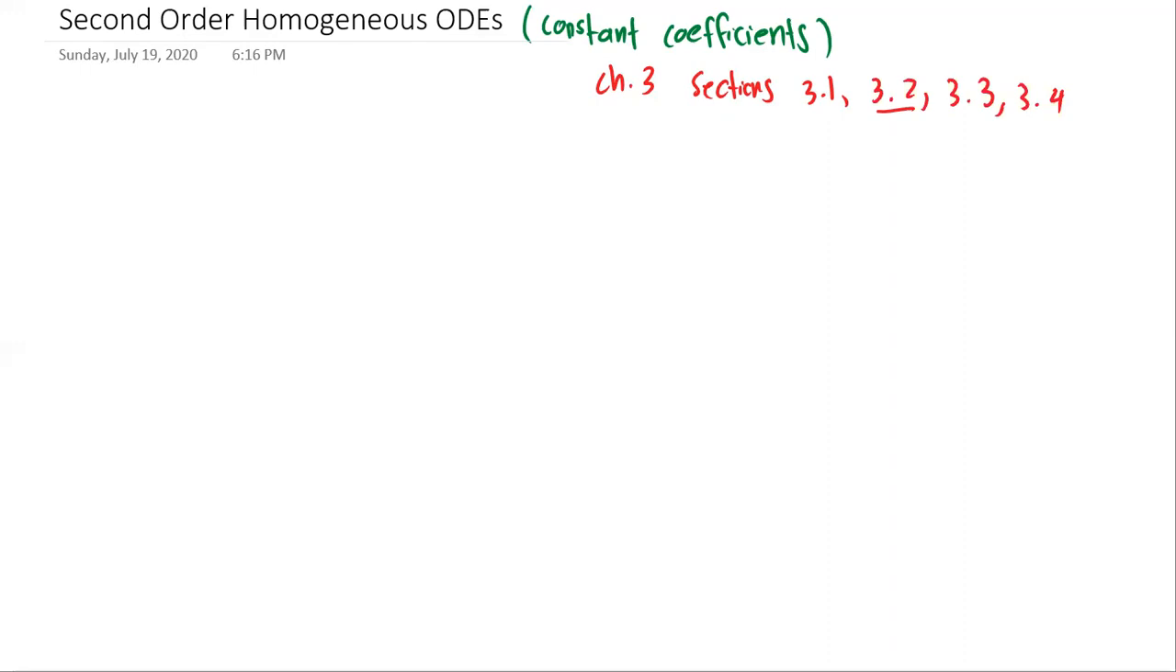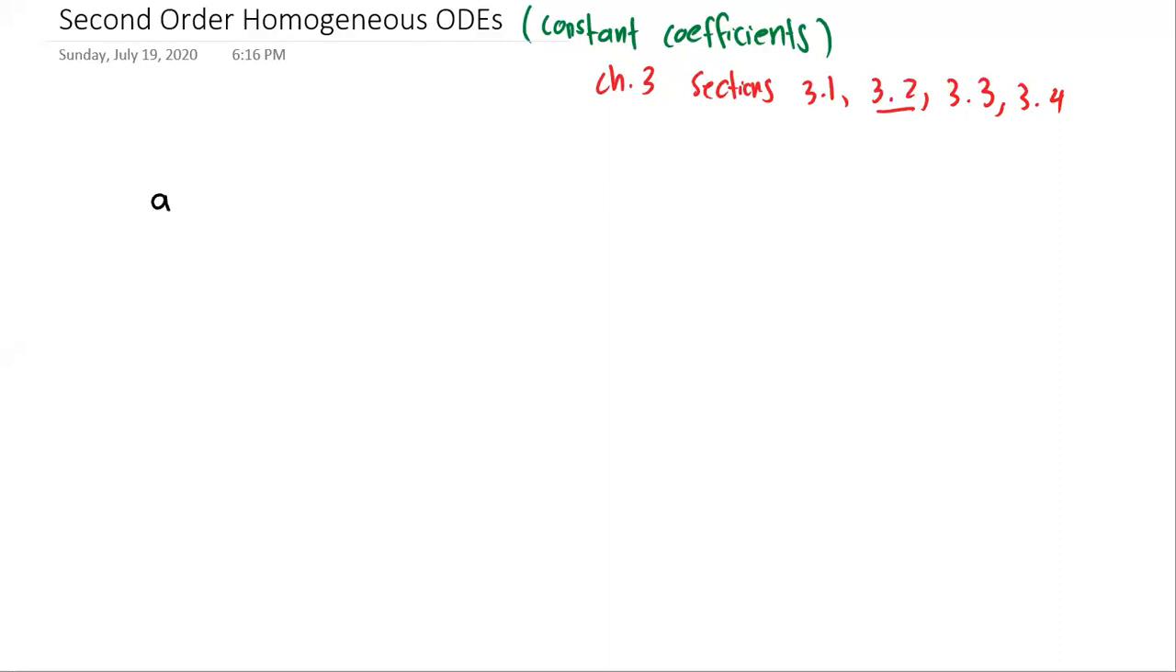So let's go back to trying to find a fundamental set of solutions to a second order homogeneous ODE with constant coefficients. So first, let's write how a differential equation like this looks like. Right? So it's second order, homogeneous, and has constant coefficients. So in general, this differential equation looks like this.